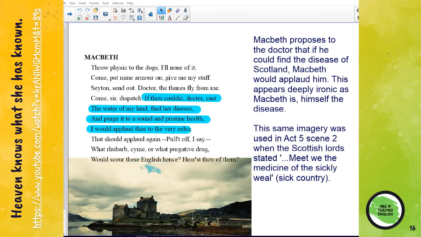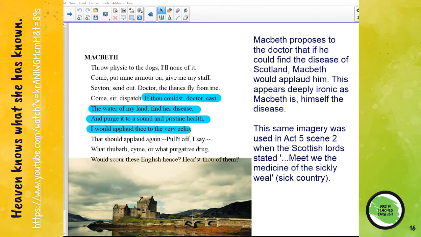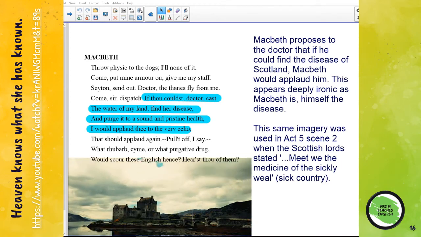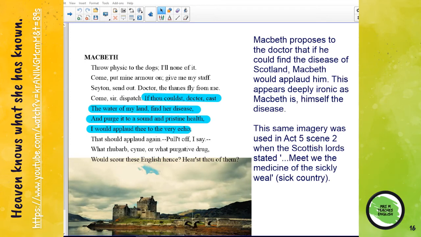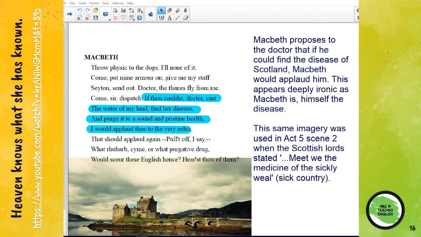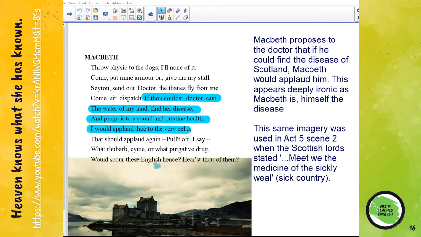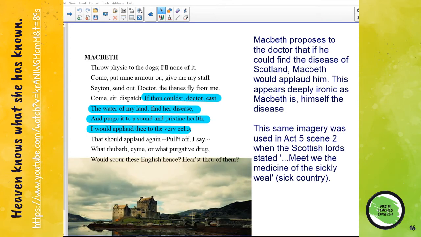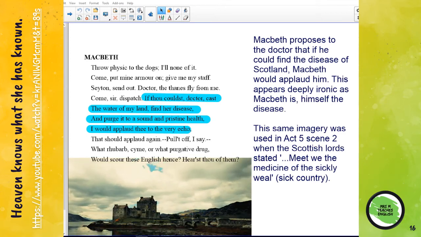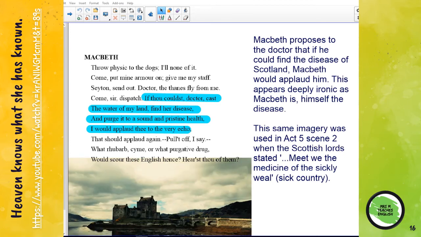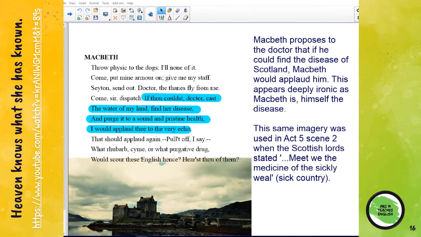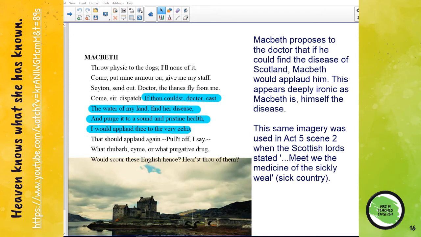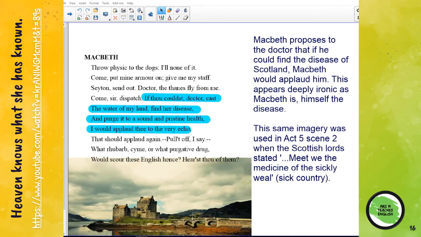We've got the same kind of imagery that was used in Act 5, Scene 2, when the Scottish lords stated, "Meet we the medicine of the sickly weal." So Macbeth and the Scottish lords both appreciate that Scotland's in a terrible state. The difference is that the lords recognise that this is because of Macbeth's rule, whereas Macbeth is in a state of ignorance, refusing to accept that this is a result of his own rule.